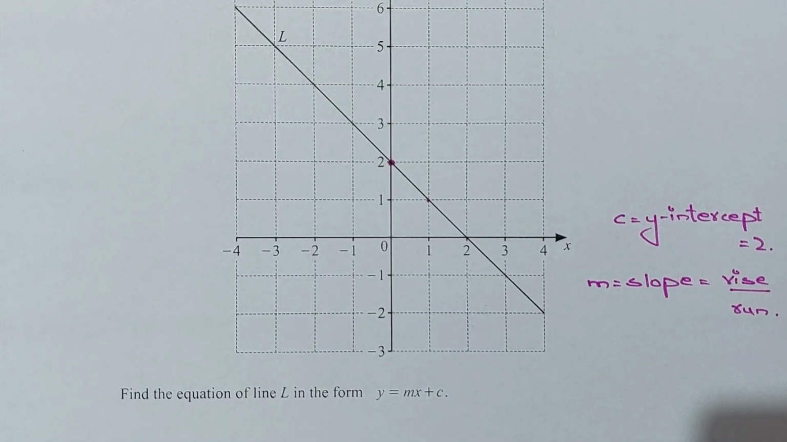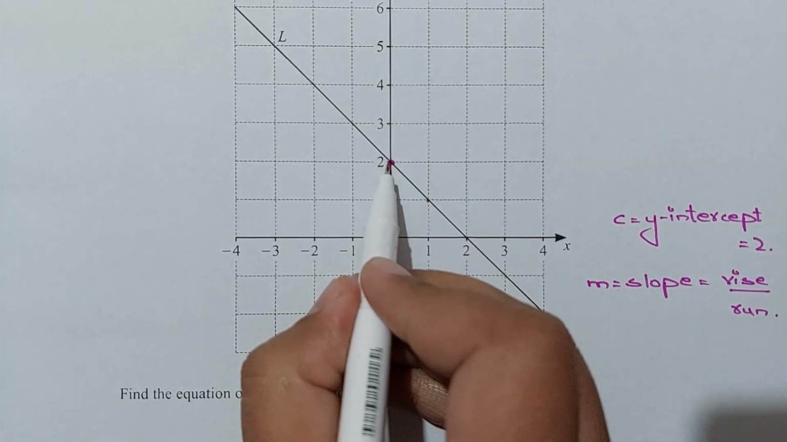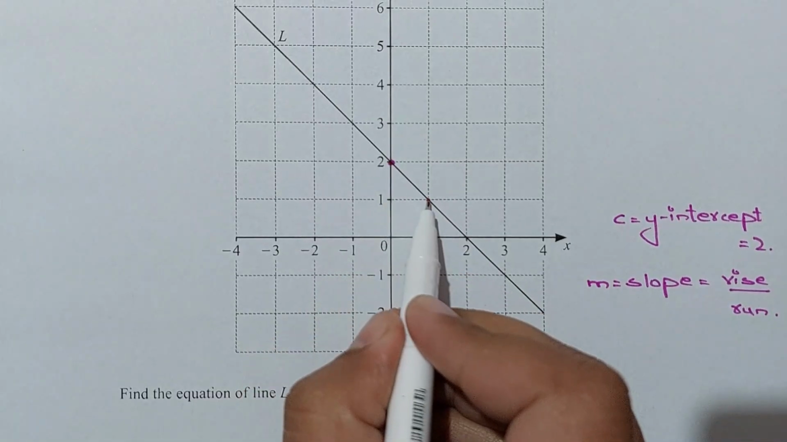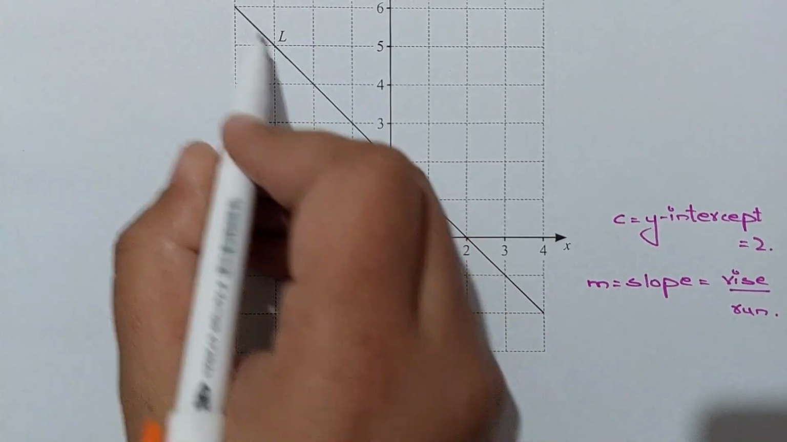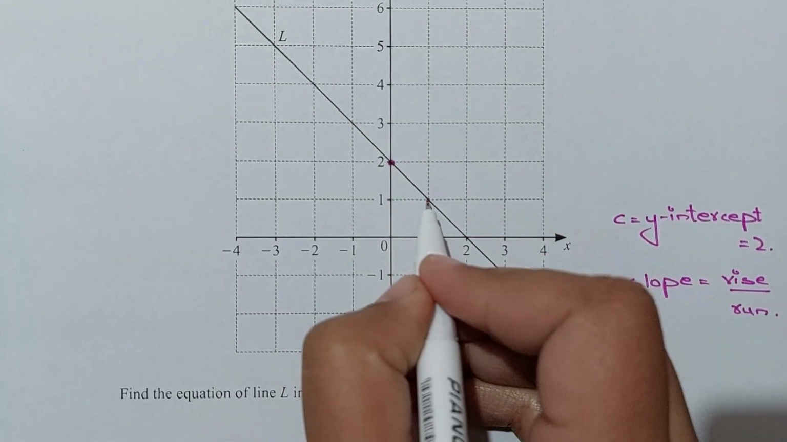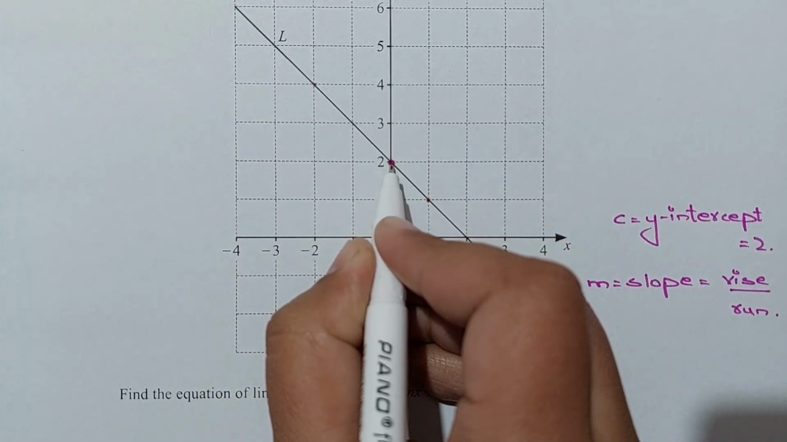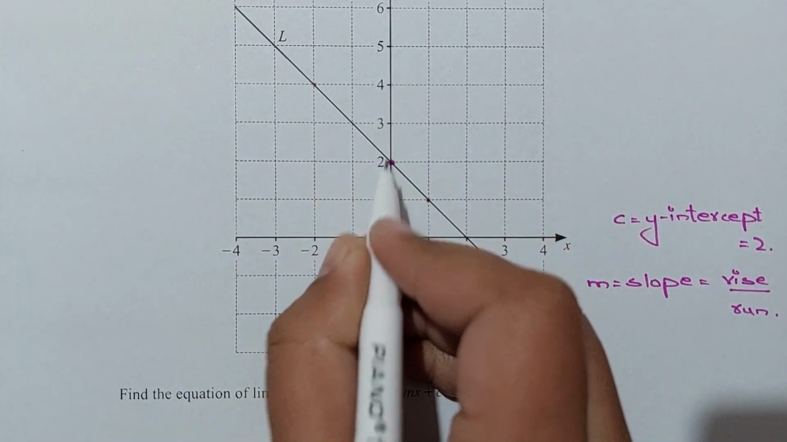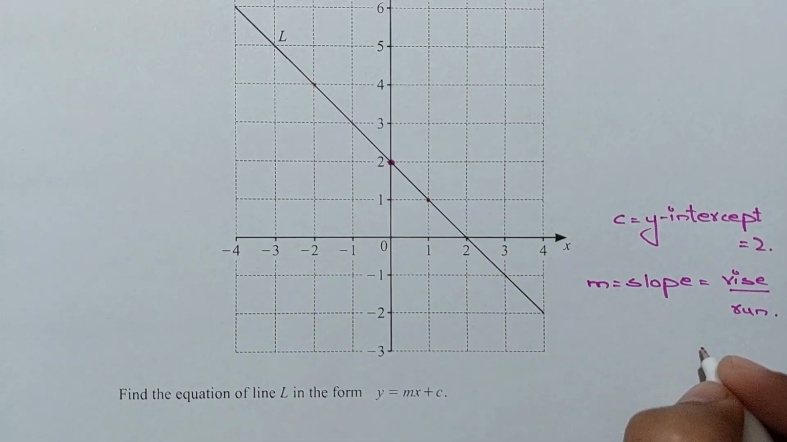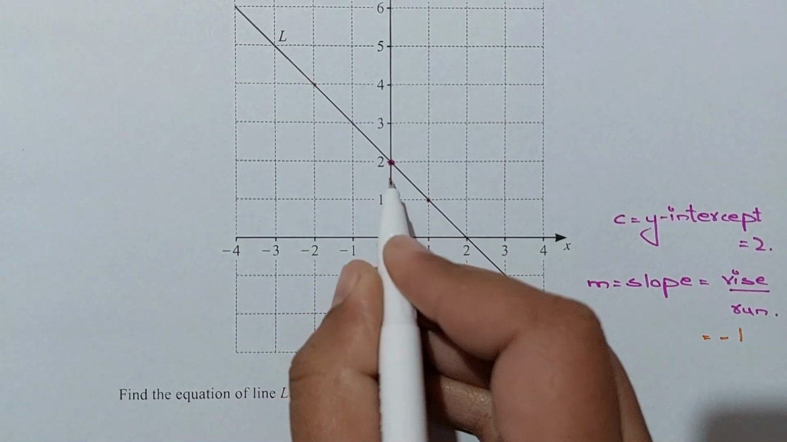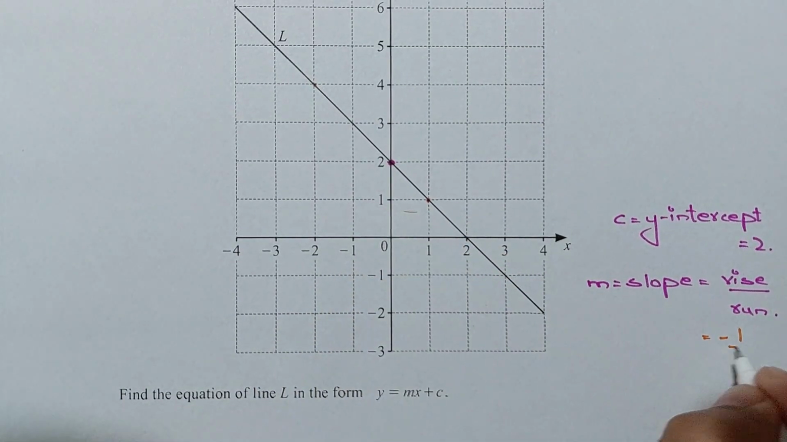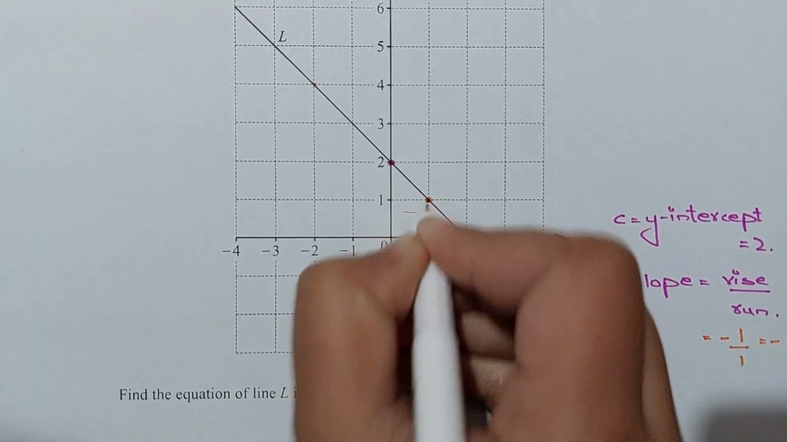Keep in mind. Okay, so from the y-intercept, if we fix this point or this point, you can fix any point. Let me show you on this point and on this point as well. So from the y-intercept, you have to rise up or down. So 1 unit, so this is -1, and the run is 1 unit over 1. So the slope is -1 if I use this point.